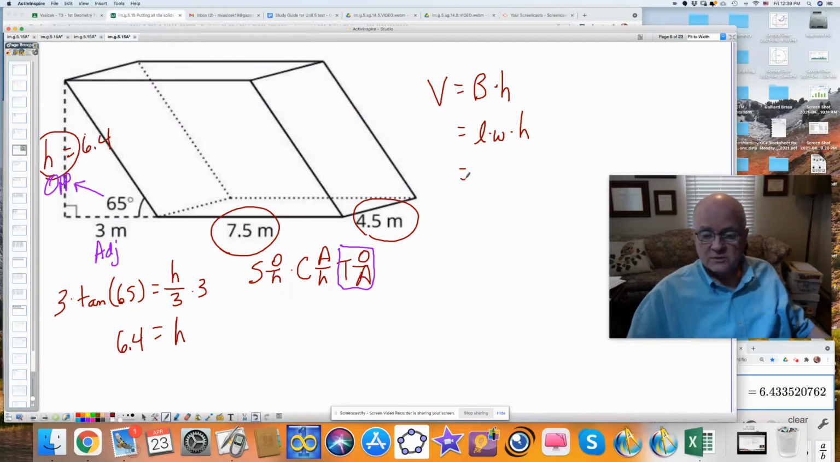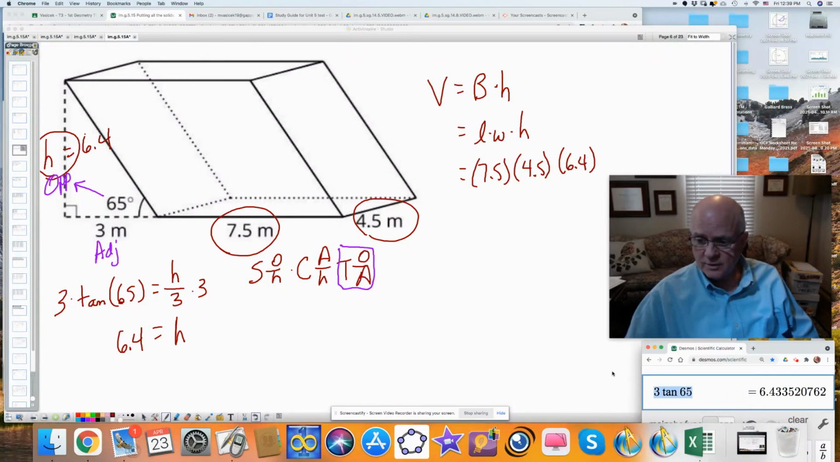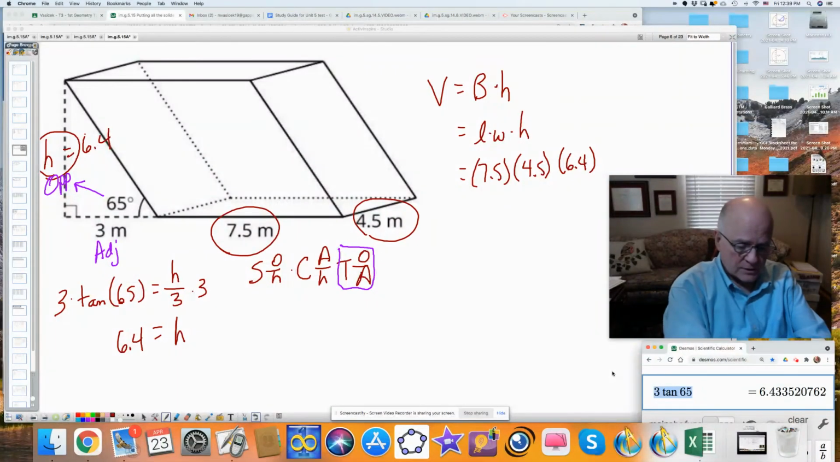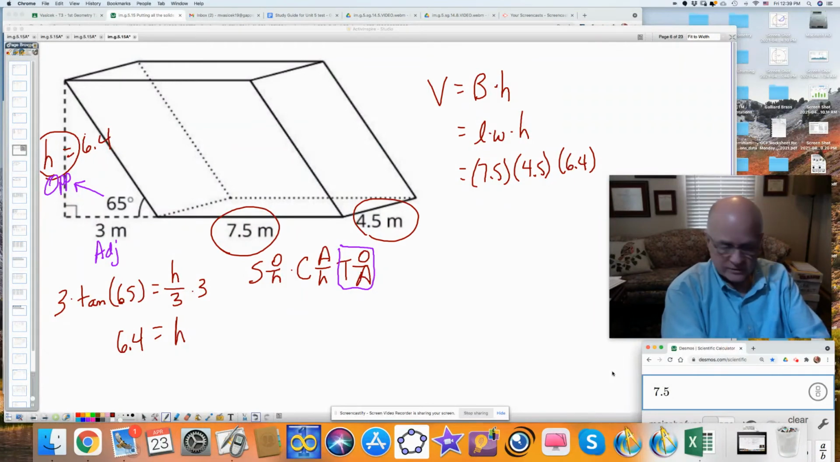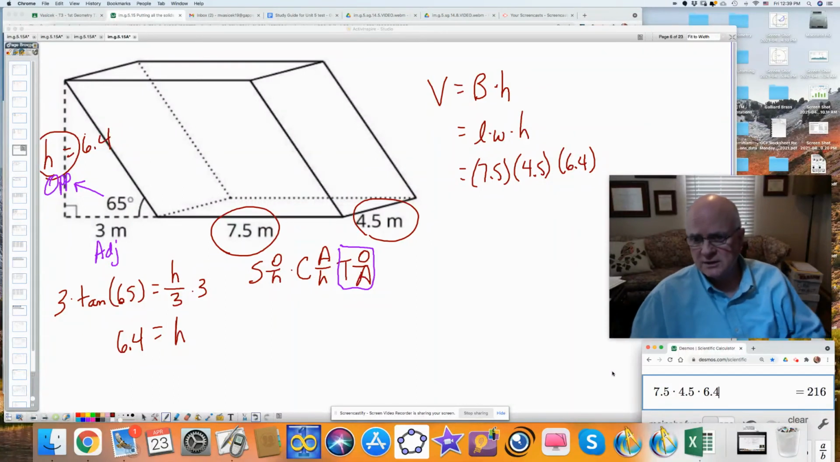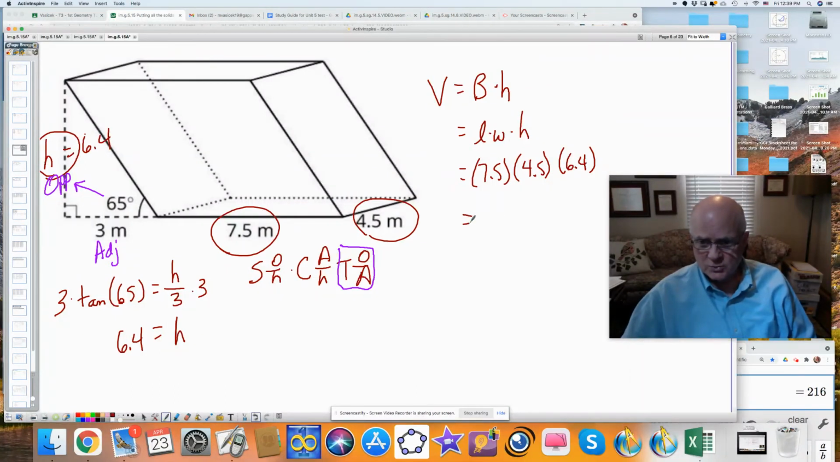Now I can substitute the values and solve. 7.5 times 4.5 times 6.4. I plug this into the calculator. 7.5 times 4.5 times 6.4. And I get 216 meters cubed for my volume.